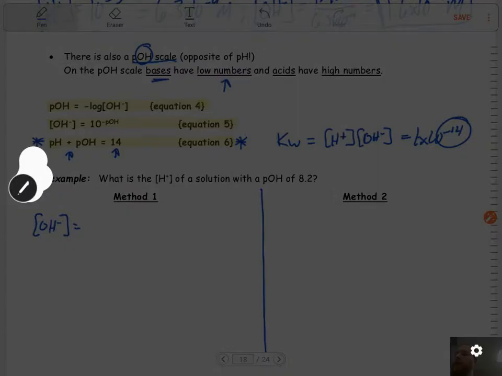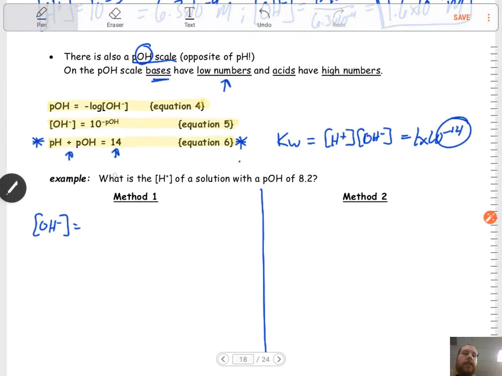Actually, when you look at the answer key in my notes, if you're doing it that way, these methods can be flipped, but that's okay. Again, either way works. So pOH, 10 to the negative pOH is how we get that concentration. So this would be 10 to the negative 8.2. And when I do that math, I get 6 times 10 to the minus 9th molar.